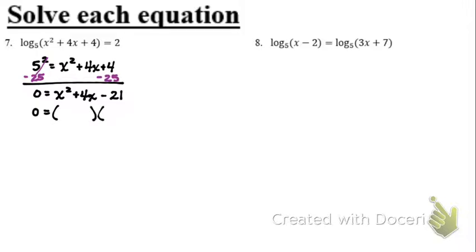X squared plus 4x minus 21 factors to give me what? X minus 3, x plus 7? Almost. I like the 3 and the 7. Has to add to give me what? 4. Positive 4. She said x minus 3, x plus 7. Sorry, I heard it backwards. My apologies. I probably even said it exactly the way you said it and still didn't hear it right. X minus 3, x plus 7. So what are our values for x then? 3 and negative 7.